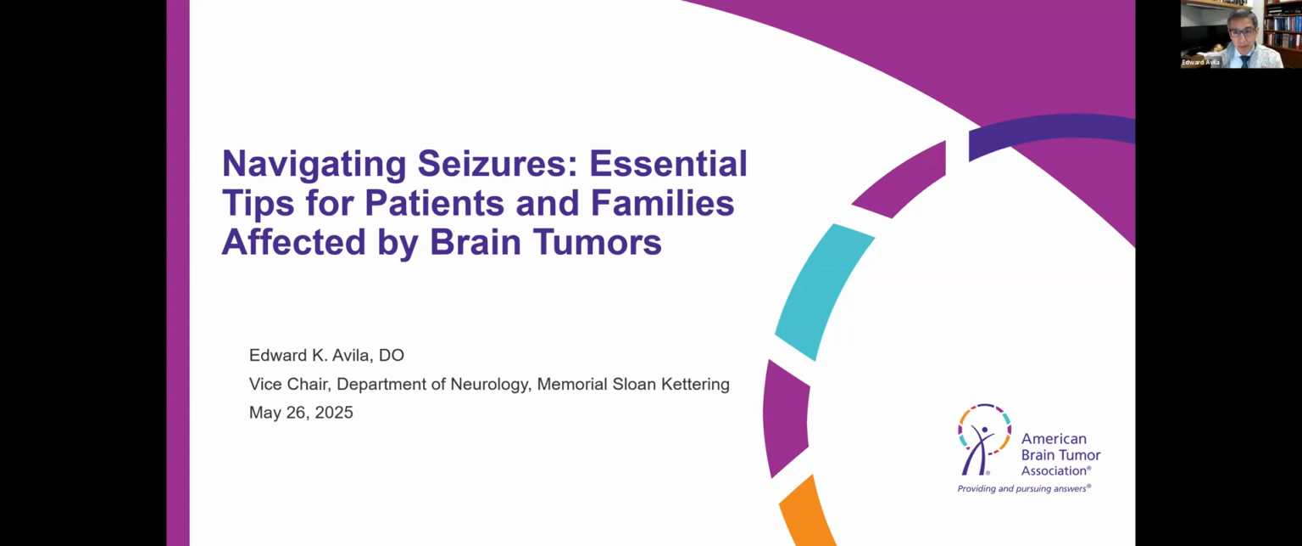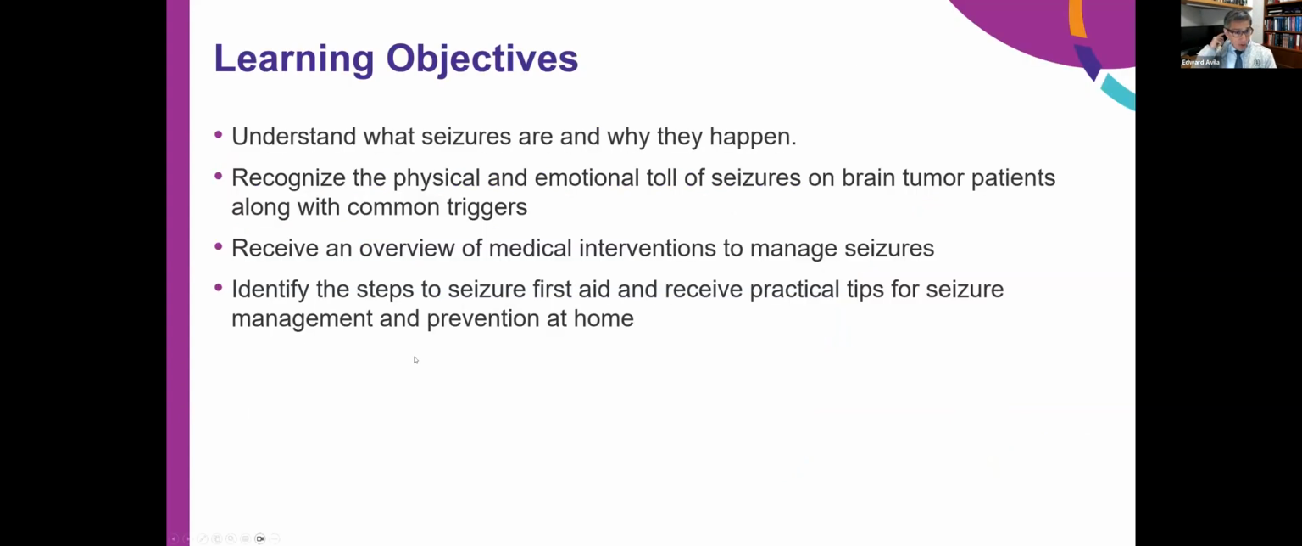Thank you, Umbreen, for the introduction, and hello, everyone. As you heard, this is the title of our presentation today. Just to go over a few learning objectives: to understand what seizures are and why they happen. This is a pretty common concept that I end up discussing with many of my patients at their clinic visits: exactly what is a seizure, why do you have it, and what can we do about it? We will touch on the physical and emotional toll of seizures on patients with brain tumors, as well as common triggers. We'll review an overview of medical interventions to manage seizures and identify some steps in seizure first aid and some practical tips for what to do in the event of a seizure.